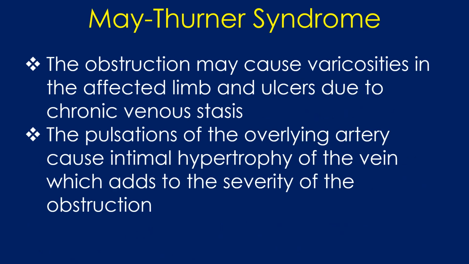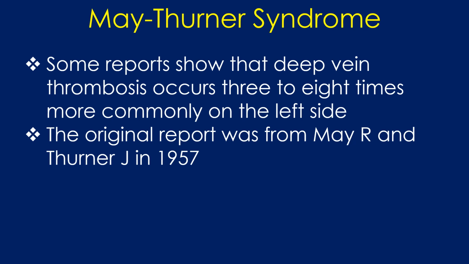The obstruction may cause varicosities in the affected limb and ulcers due to chronic venous stasis. The pulsations of the overlying artery causes intimal hypertrophy of the vein, which adds to the severity of obstruction. Some reports show that deep vein thrombosis occurs 3 to 8 times more commonly on the left side. The original report was from May and Thurner in 1957.